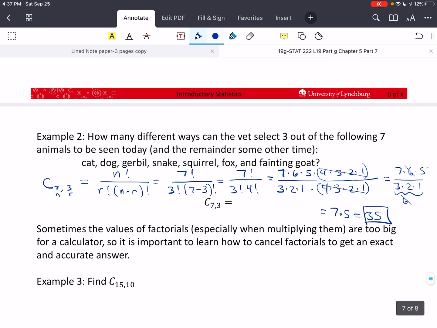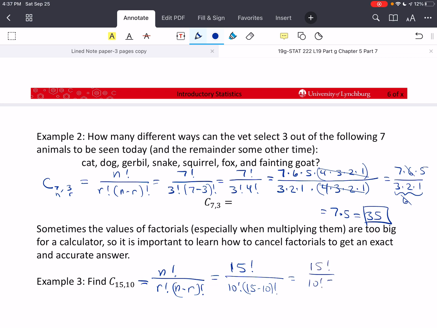So here's an example. With 7 factorial, 7 times 6 times 5 times 4 times 3 times 2 times 1 was simply 5,040. But let's find this. This is going to be n factorial over r factorial times n minus r factorial. This is going to be 15 factorial over 10 factorial times 15 minus 10, which is 5 factorial. So I've got 15 factorial, 10 factorial, 5 factorial.